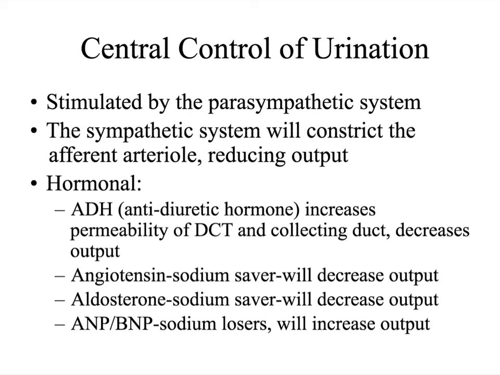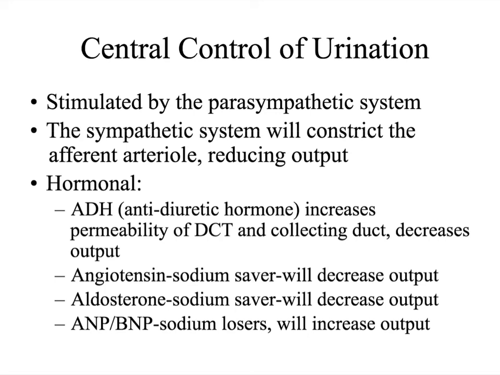When you talk about central control of urination, you're talking about the nervous system, and you're also talking about the endocrine system. As we've mentioned before, the parasympathetic system is going to stimulate the ability to urinate. However, the sympathetic system also has some input, mainly by being able to constrict the afferent arteriole to reduce the glomerular filtration rate and therefore reduce urinary output. So the hormonal controls that you have will be the hormones ADH, angiotensin, and aldosterone.